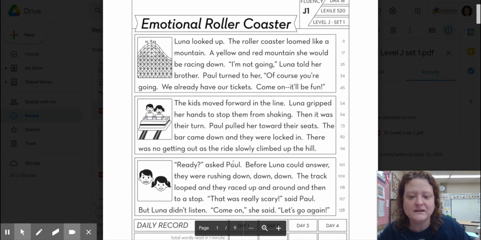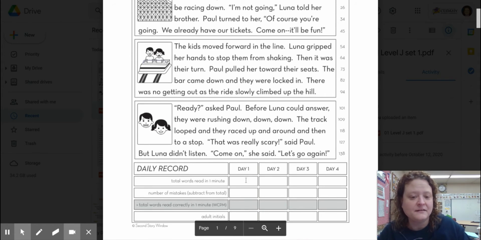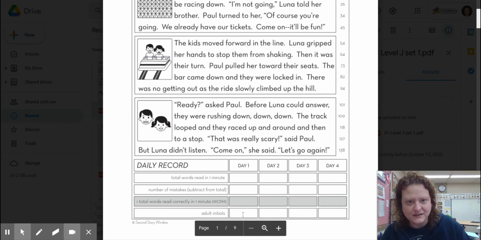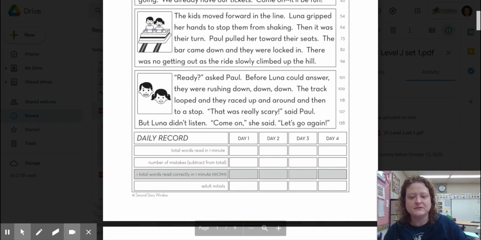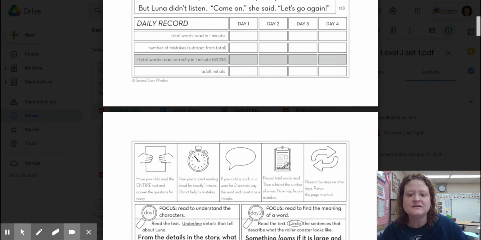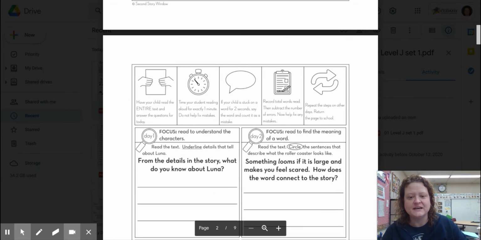And then you enter that information depending on the day and put the number of errors and subtract and go ahead and write the total correct amount of words they read per minute. I wouldn't worry about the initials there. That's not important. The other piece I would like to point out is that there is 1 question per day.